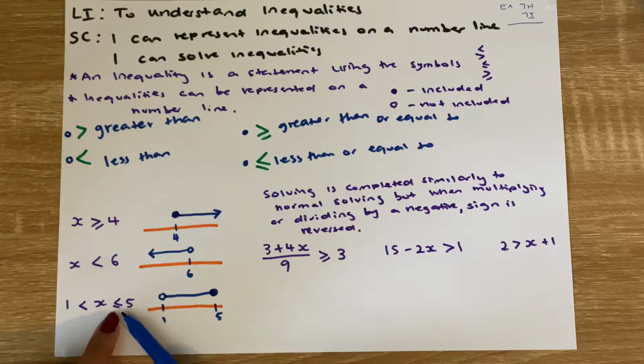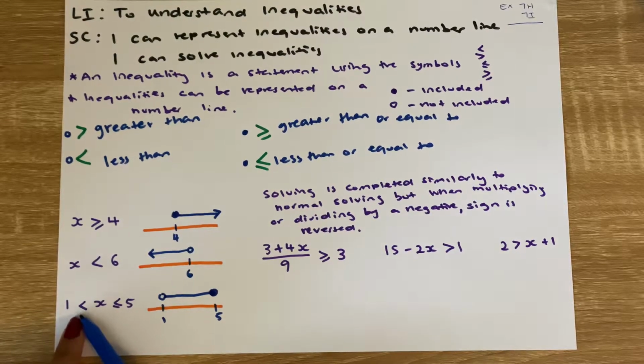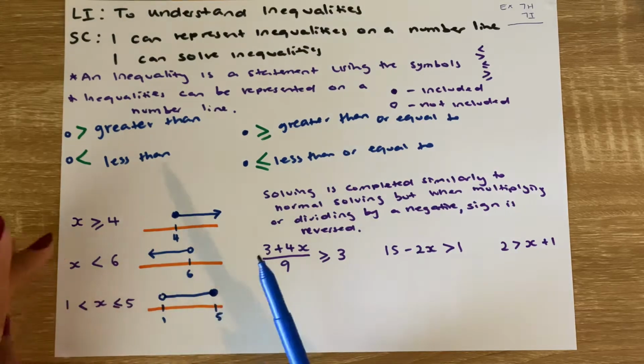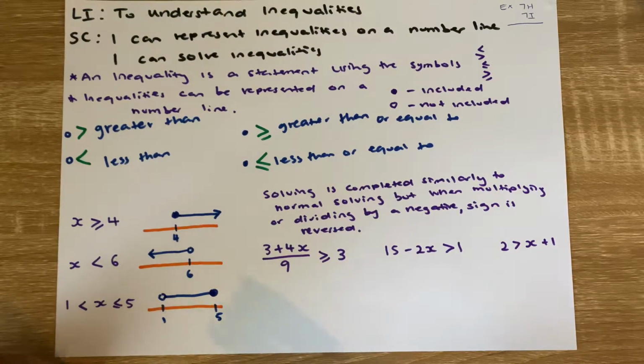If the less than or equal to sign is here, that means I'd color that in. And if that wasn't there, that means I wouldn't color that in. So following the same process.